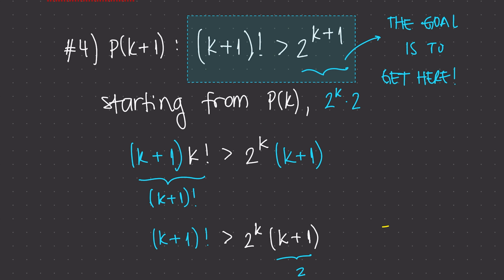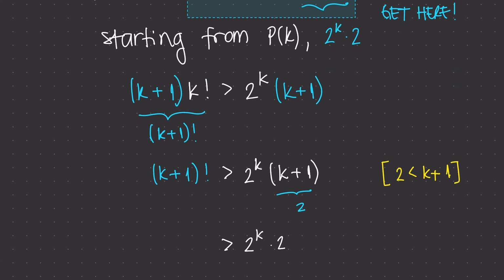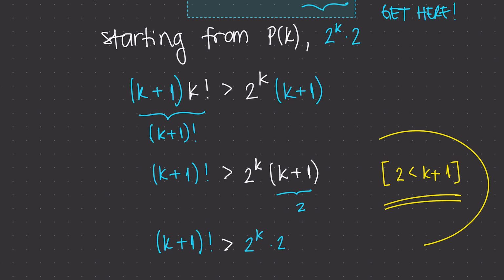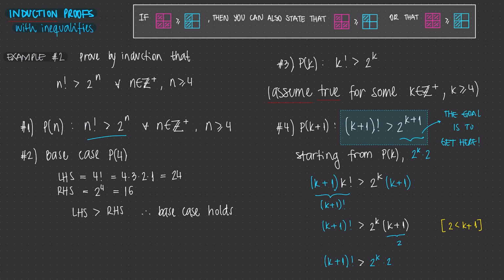Therefore, given that 2 is less than k plus 1, and we can say that because we know that k is a positive integer greater than or equal to 4, we can indeed replace it by 2. Remember that you have to show the examiner the reason for your substitution. So this is key. And there you go. We just proved p of k plus 1. Now we just need to write the conclusion and we're done.